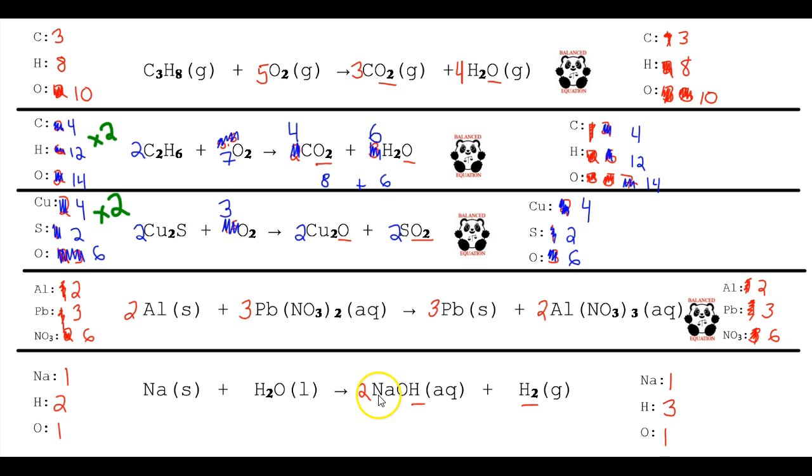First thing I'm going to do is fix this by putting the 2 in front for the coefficient there. That's going to increase my sodium, but it's also going to take care of some of the other issues I have with the hydrogen.